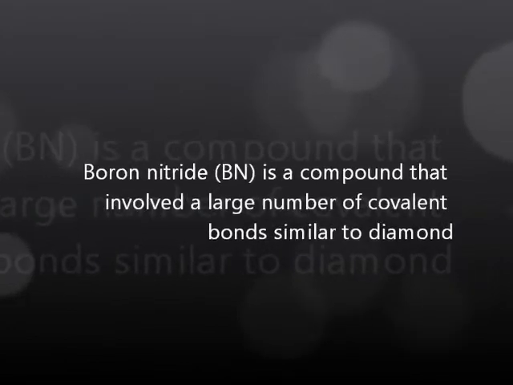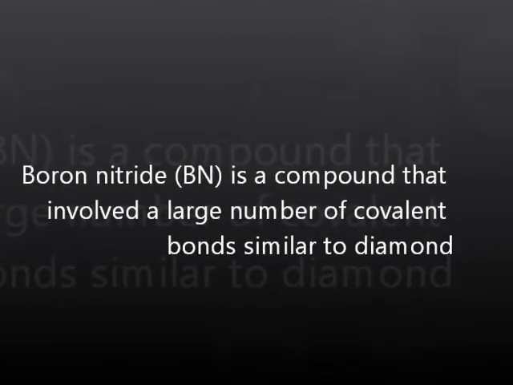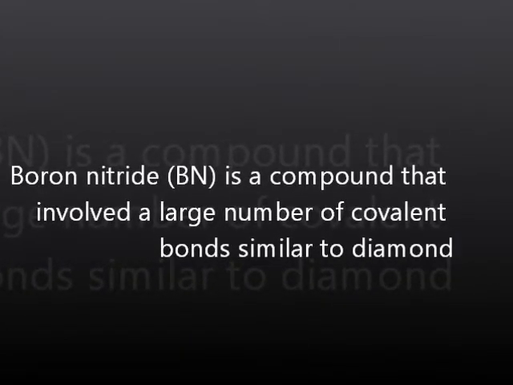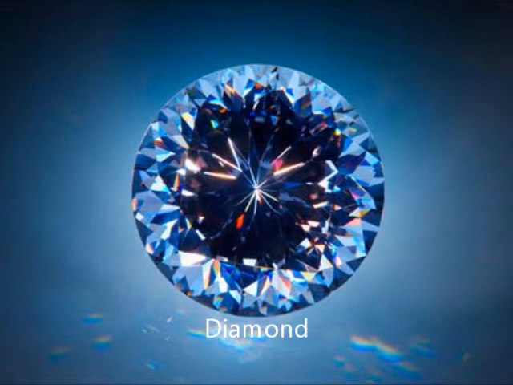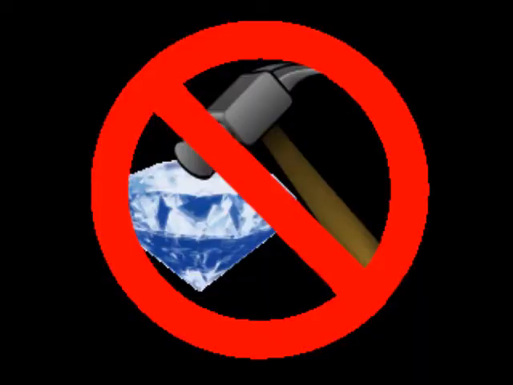Today, our topic is boron nitride, a compound that involves a large number of covalent bonds, similar to the diamond. Well, as I said about the diamond, the first thing coming to our mind is that the diamond is shiny and has high density, which is, it is very hard and not easy to break.